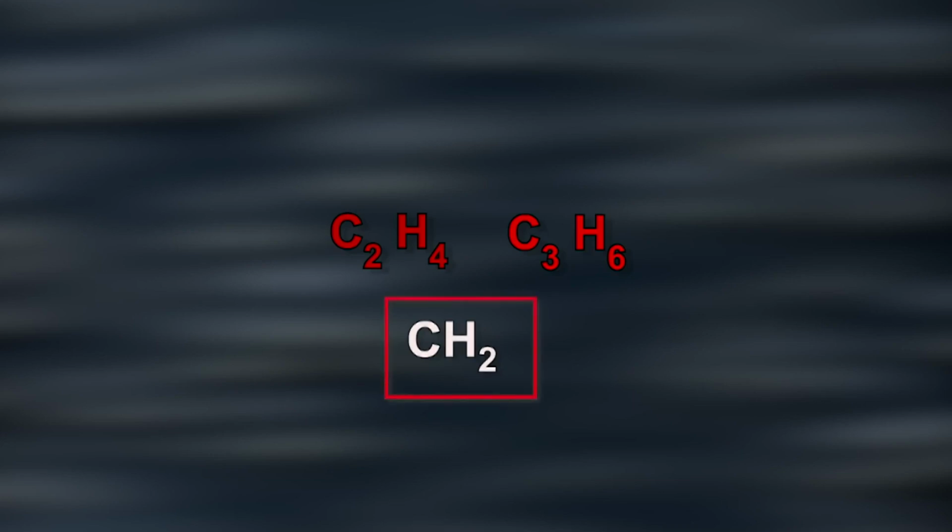Write down the molecular formula of alkenes mentioned here. What is the difference between the molecular formula of these alkenes? The difference between the molecular formula of these two adjacent alkenes is CH2. What is the relation between the number of carbon atoms and hydrogen atoms in the alkenes C2H4 and C3H6? The number of hydrogen atoms is double that of carbon atoms.